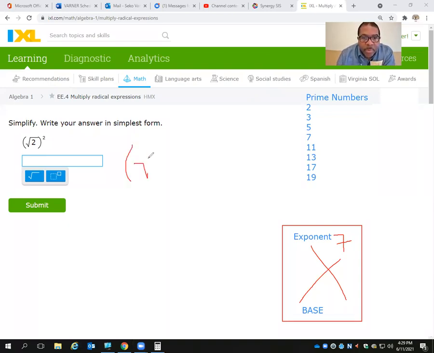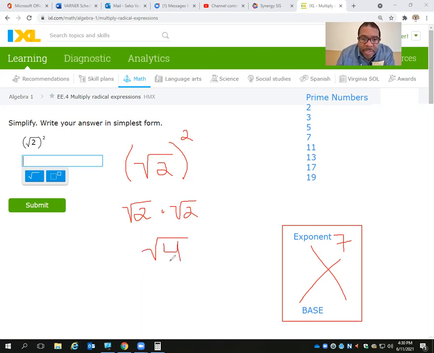So the square root of 2, squared. Now, 2 is already a prime number, so there's really not a whole lot that I can do with it. But since it says parentheses, square root of 2, in parentheses, squared, that's really like boom times boom. You see how that happens? So now I'm going to multiply 2 times 2, which is the square root of 4.